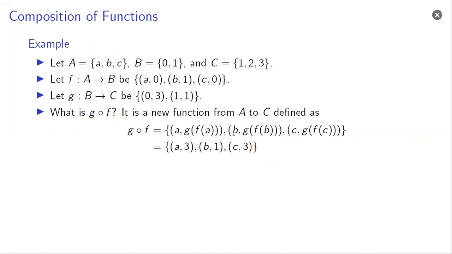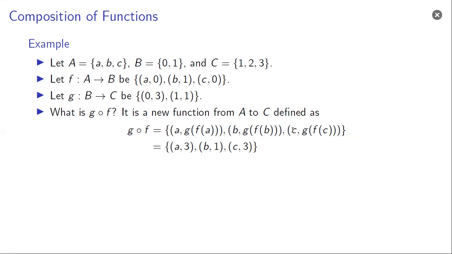For the next ordered pair, we start with b, that's the input, and the output is going to be g of f of b. So what is that? Well, what is f of b? It's 1. Well, what is g of 1? Well, g of 1 is 1. So we end up with this pair b comma 1.